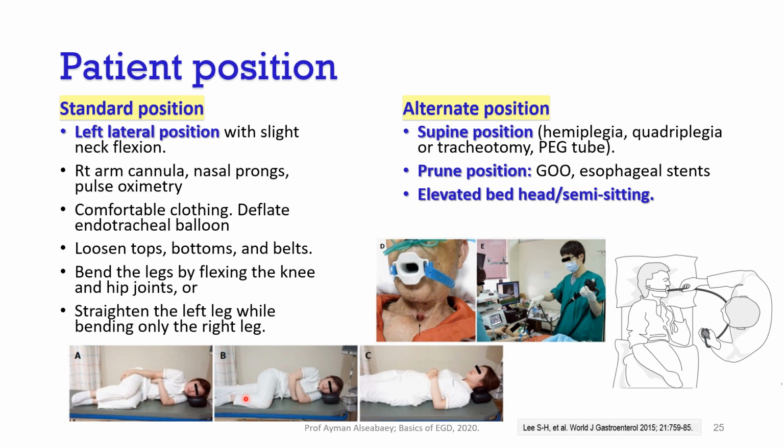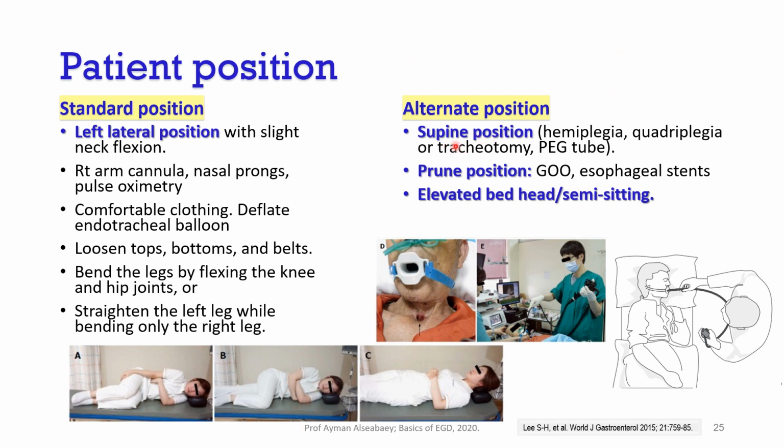Another position: you can extend the lower leg, and the upper leg you can flex. Of course, the patient should have comfortable clothing. This is very important, and you can make him wear a loose gown before the maneuver. Okay, you will put a nasal cannula in his nose to give him oxygen, whether you will use sedation or not. Also, if the patient is under mechanical ventilation, the endotracheal tube balloon will prevent you from negotiation, so you should deflate it. If the patient extends his lower left arm, it will bother the endoscopist. So this is a wrong position, okay?